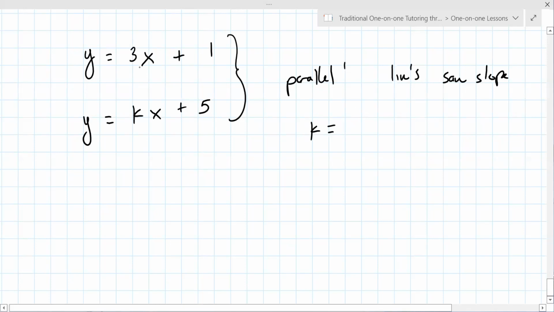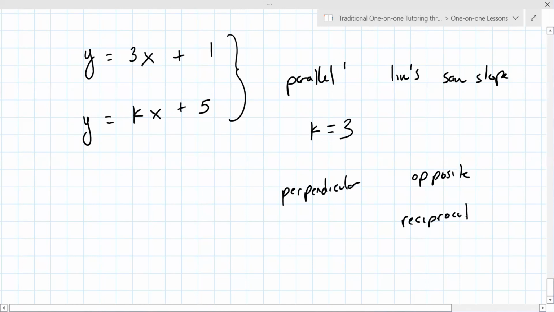What's the slope of line 1? Start there. Oh, 3. 3, and then the slope of line 2 would also have to be 3. Okay. For perpendicular, the lines' slopes are opposite and then reciprocal.